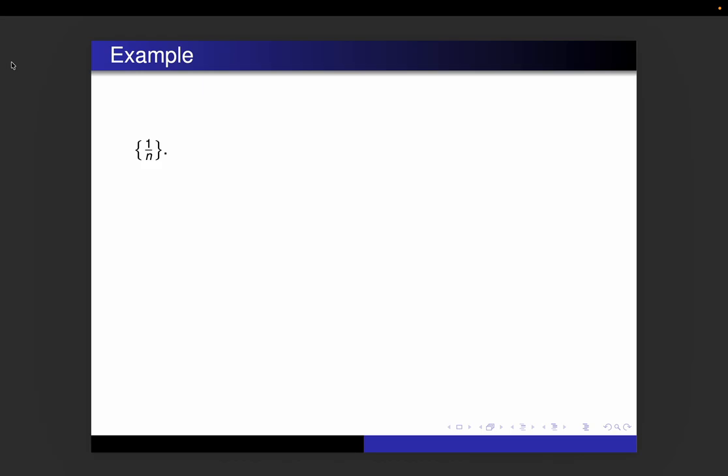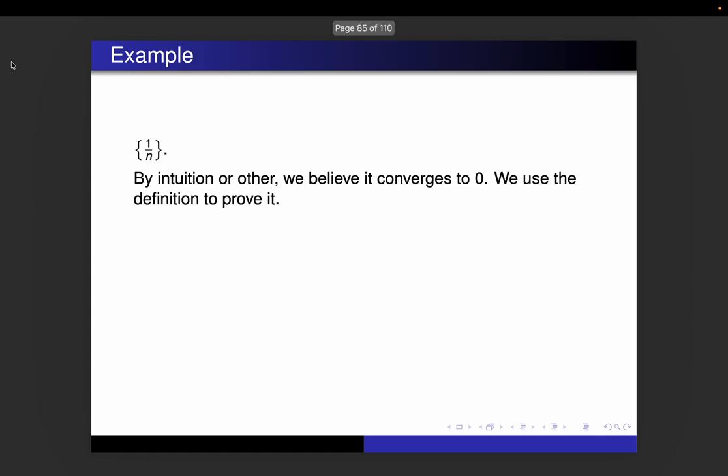We're gonna go ahead and prove that it converges to, what did it converge to again? Let me see. Well, by whatever intuition or whatever other method you use, we believe that it converges to 0, right? So we want to prove that 1 over n converges to 0. And we're going to use the definition to prove it. All right, so suppose epsilon is greater than 0.